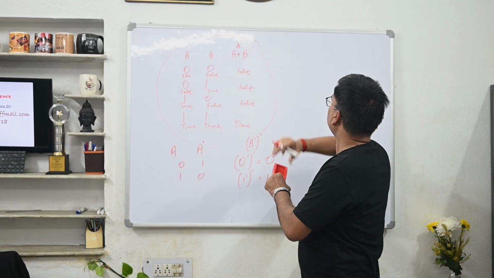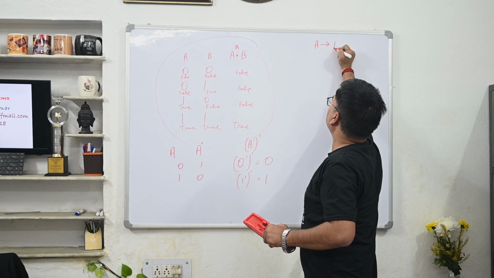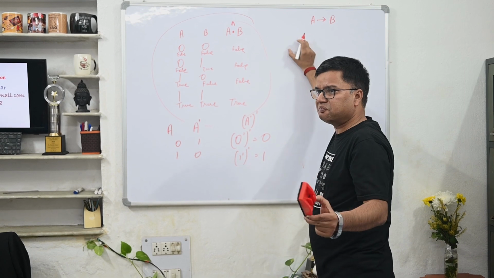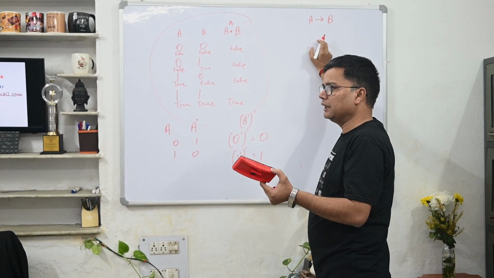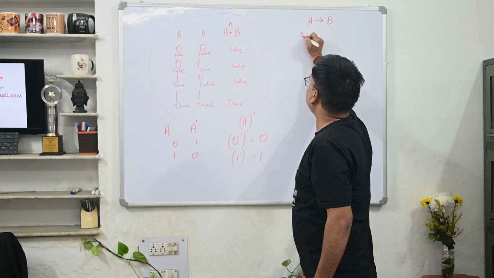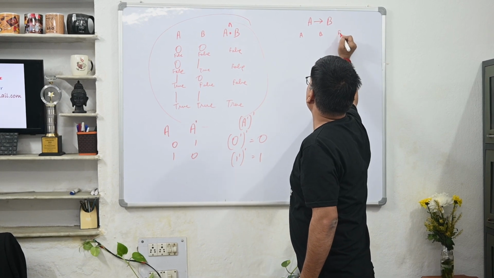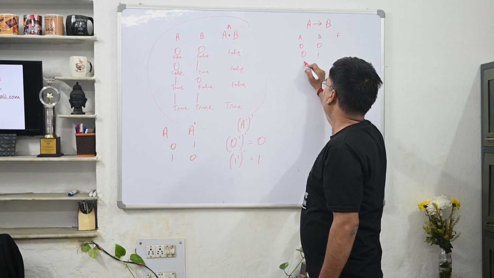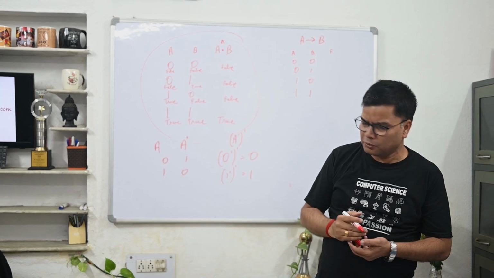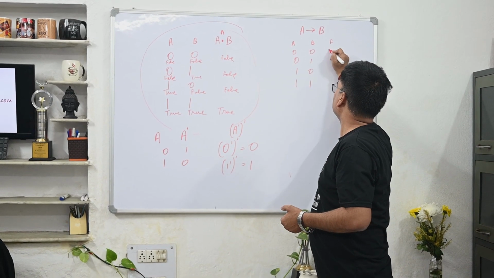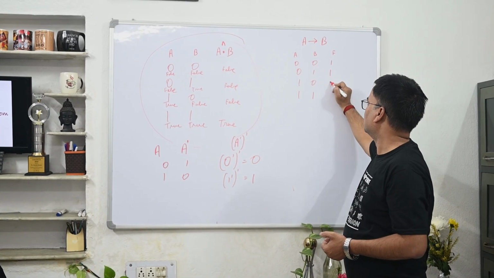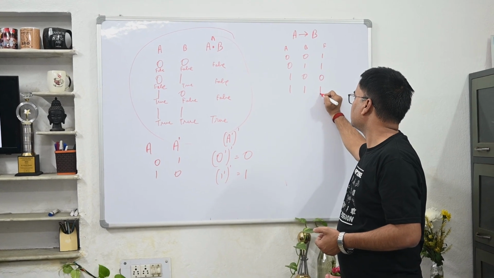Implication. If I say A implies B, what is implication? It is like if-then: if you study well, then you will get good marks. In case of implication, we have A, B, with inputs 0,0, 0,1, 1,0, and 1,1. When it is 0,0, it results in 1. If it is 0,1, it results in 1. 1,0 results in 0. 1,1 results in 1.